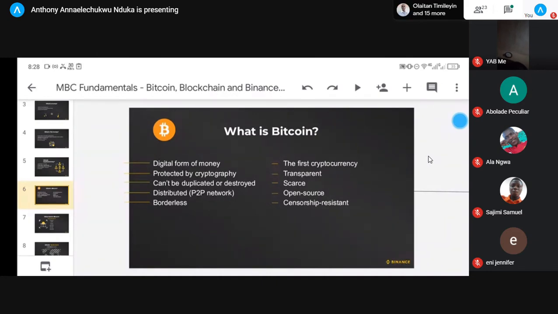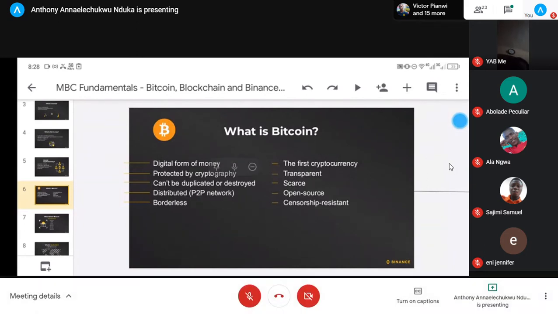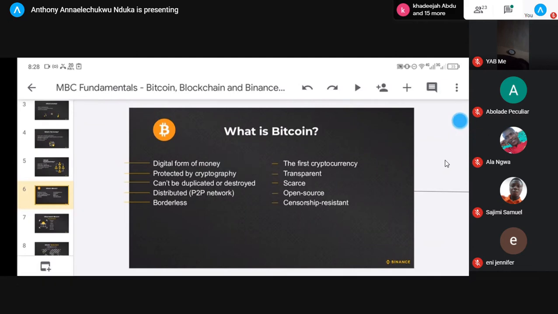When you have a lot of people demanding something and the supply reducing, the price is going to do what? Go up, exactly. So that's what I mean by this: Bitcoin is scarce, distributed on a P2P network. It's open source. Source has to do with code, for programmers. Programmers will understand this very well.